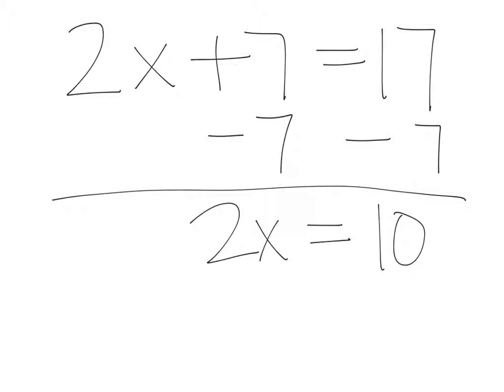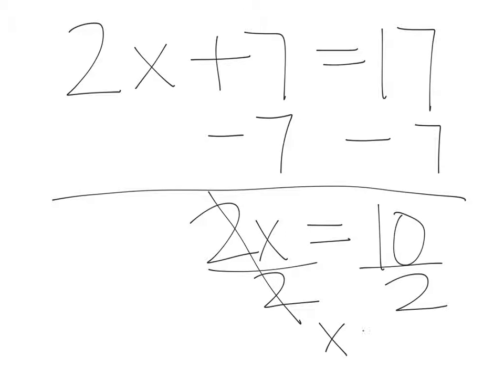Step 2 told us that we needed to use inverse operations to get this variable alone now. That means that we're going to divide by 2 and divide by 2. Our 2's cancel. X equals 5. Really quick, we need to go back and check our work.